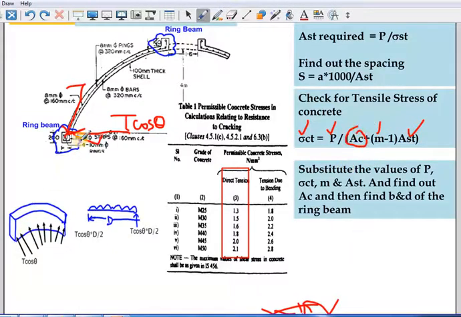AC means the area of the concrete beam. So this is the beam, this is D and this is B. So B into D will be AC. From this formula you can find out AC. Once you get AC, then you can proportion B and D.